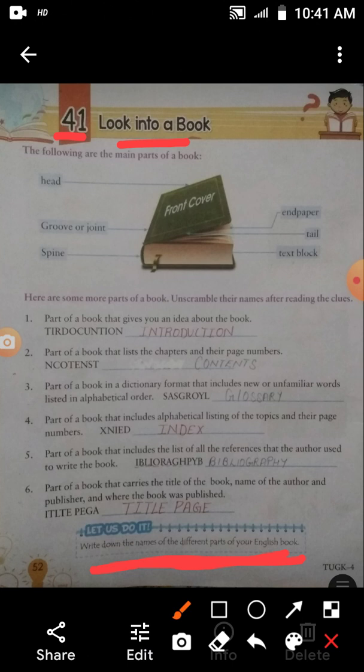Okay. So you have to open your English book. You can take either your English grammar book or your English first book. From that you can see which parts of the book are given, and you have to write them in your GK book.